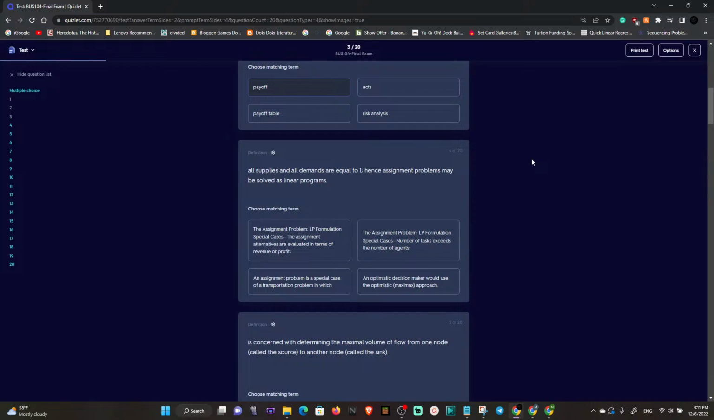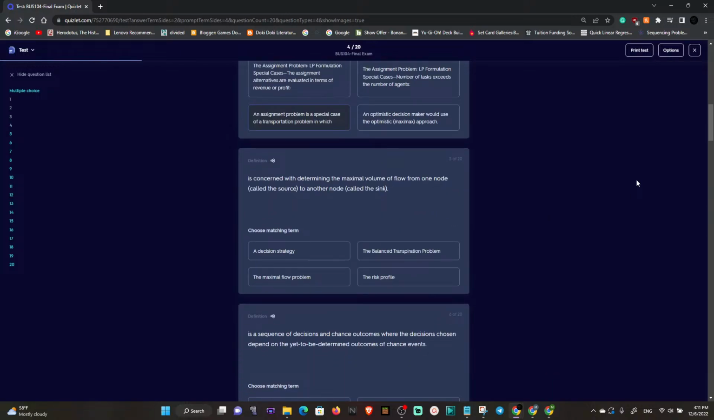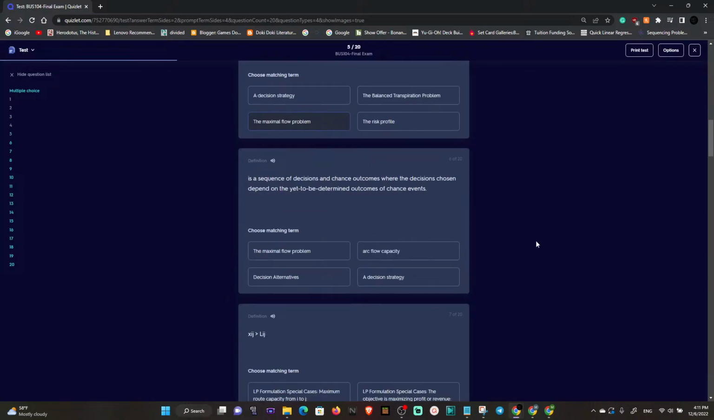B is concerned with determining the maximal volume of flow from one node called source to another node called sink. Maximal flow problem. You're up. Is a sequence of decisions and chance outcomes where the decision chosen depends on the yet to be determined outcome of a chance event. Decision strategy.